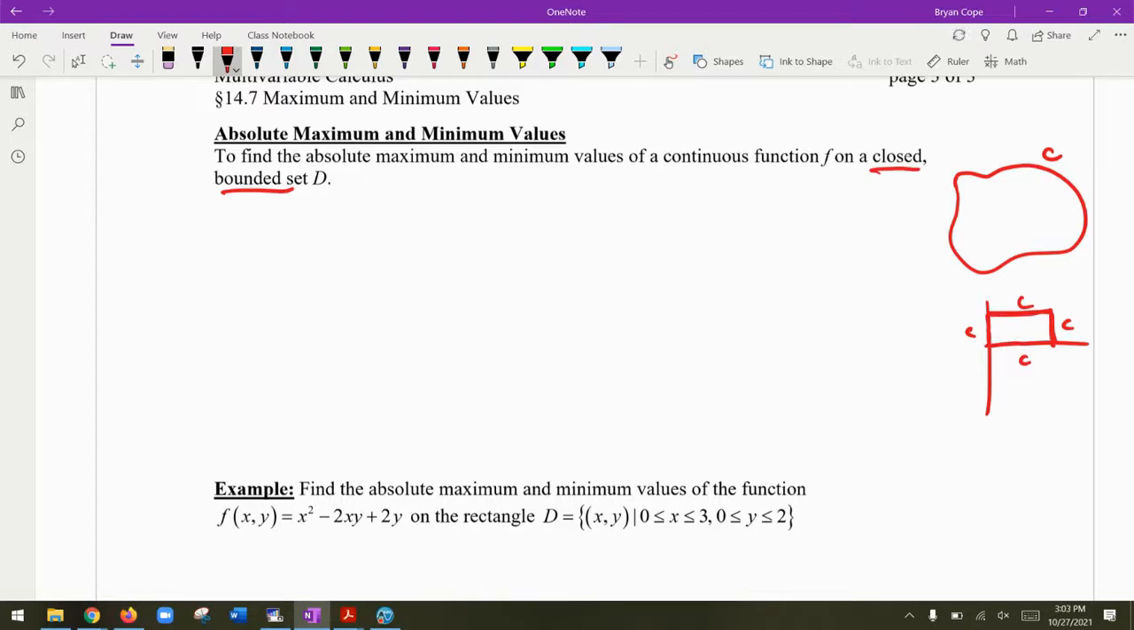Remember, in single variable calc, your boundary was just on the x-axis, right? So that was really simple. Now it's going to be bounded by some curve. So this would be the set D.